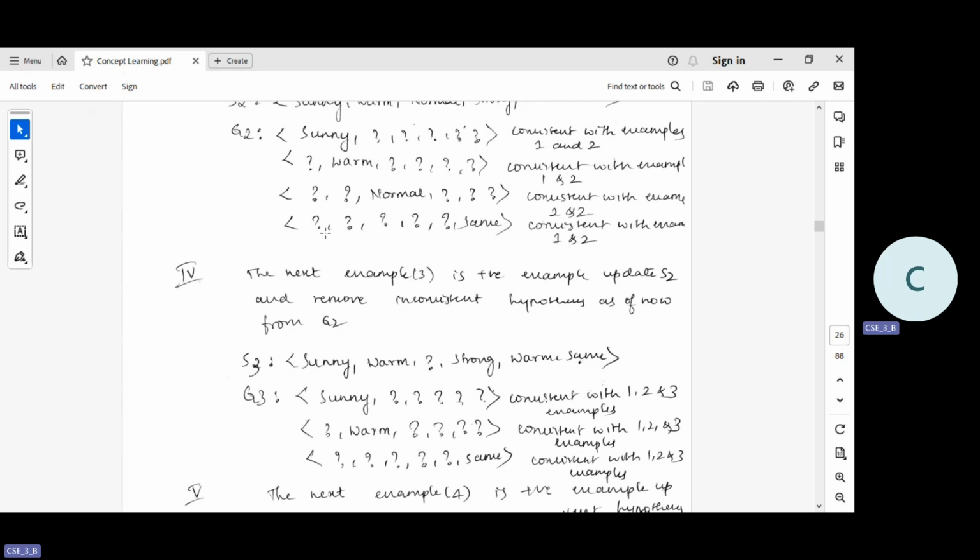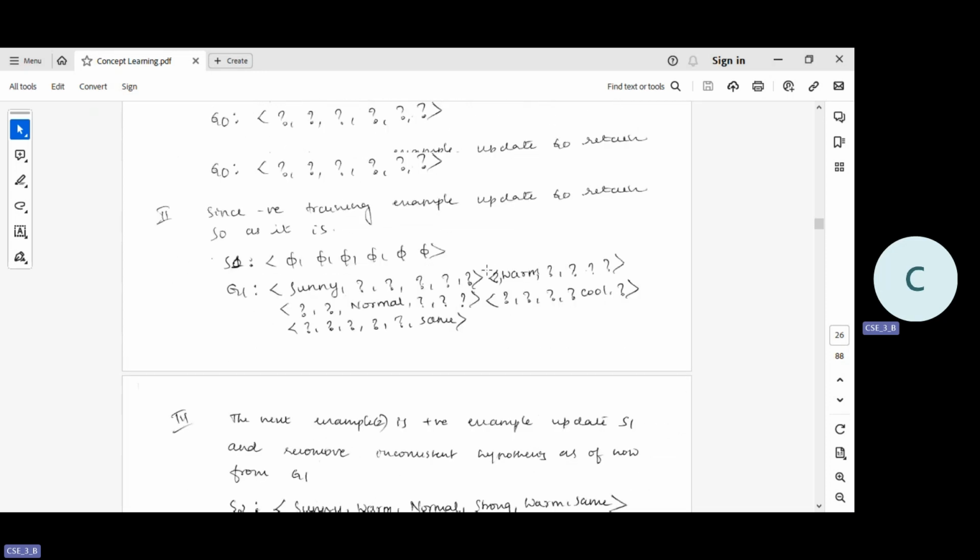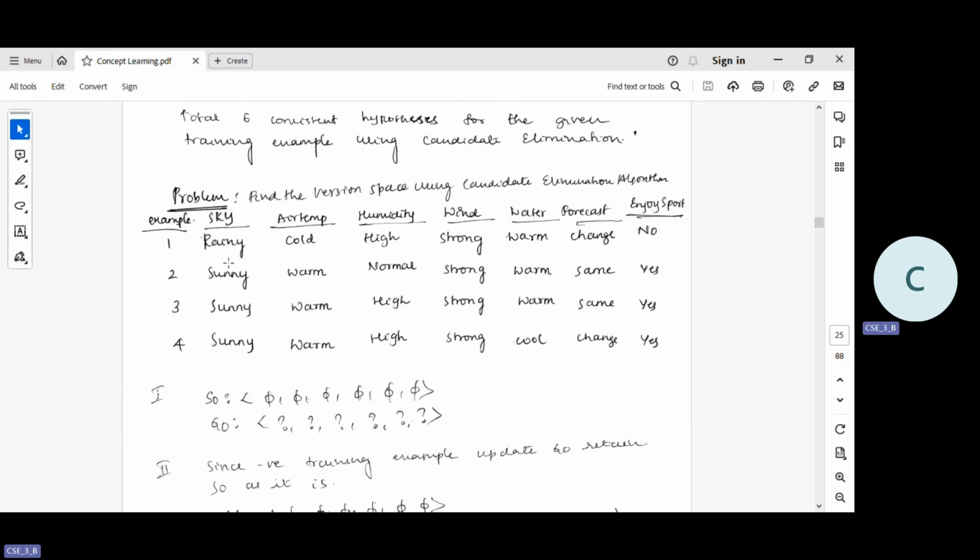Okay. So next we are taking all question marks and then same. That is that hypothesis we are comparing. So all question marks can be considered. So change and there is same. So there is a mismatch, right? So then the outcome is negative. Yes, it is consistent with the first example.